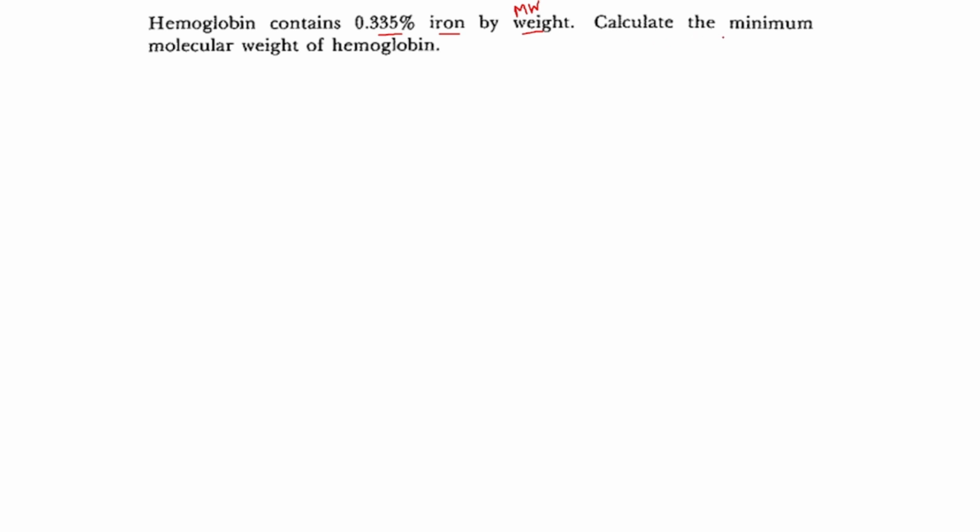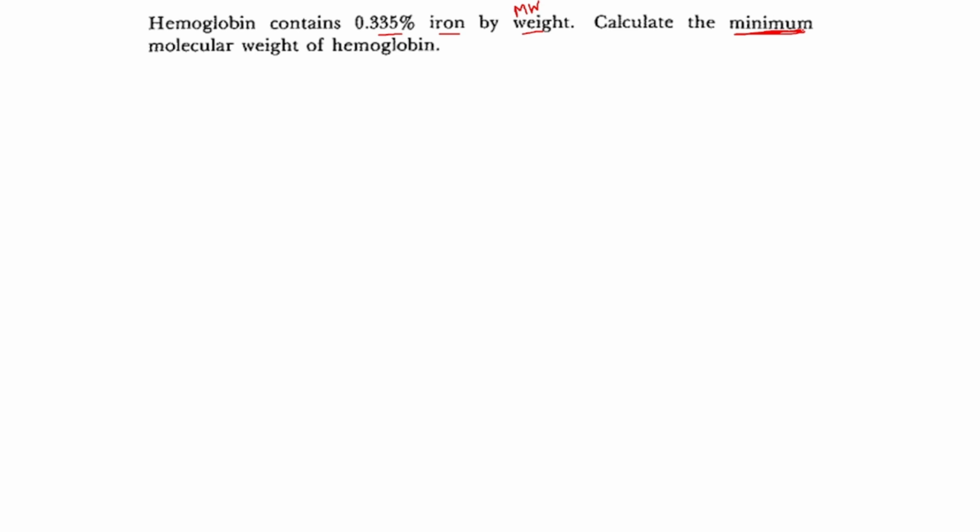Calculate the minimum molecular weight of hemoglobin. So this is very important. They are asking us to calculate the minimum weight. Now if you have read about the structure of hemoglobin, you will find there is a tetrapyrrole ring structure with an iron atom at the center, and so many other things are there.